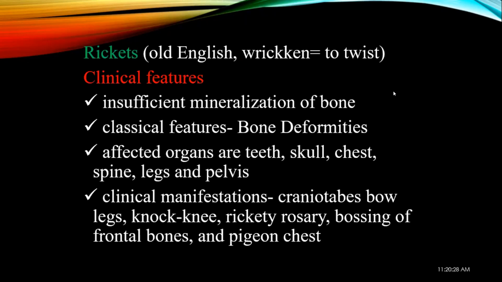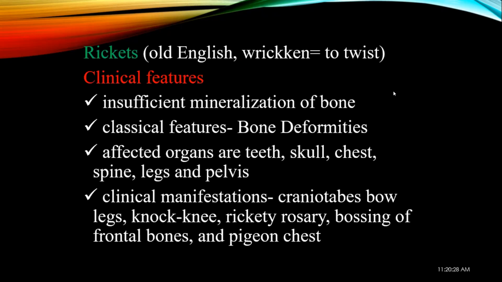So rickets, the meaning in old English is to twist. Clinical features: insufficient mineralization of the bone. That's why the bones are weak, and when the person puts load on that bone, these bones get bent. So that forms deformities of the bone. Affected organs are teeth, skull, chest, spine, legs, and the pelvis.